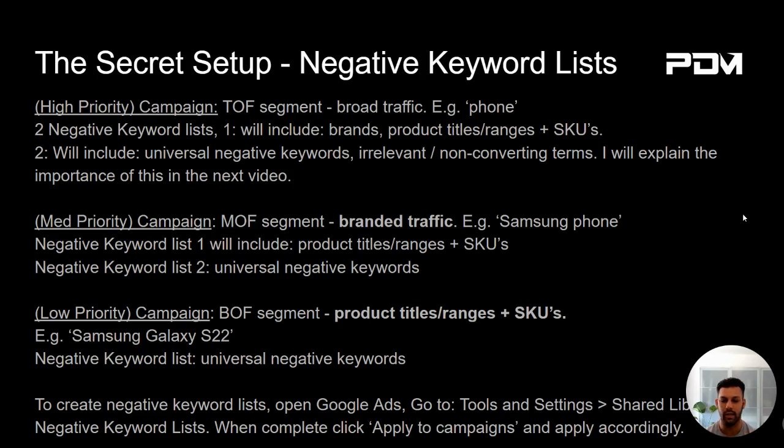To create negative keyword lists, open Google Ads, go to Tools and Settings, Shared Library, and then Negative Keyword Lists. Here you can add negative keywords to a list, and once complete, you can click Apply to Campaigns and apply the negative keyword lists accordingly, the same way that we've just explained they should be set up.